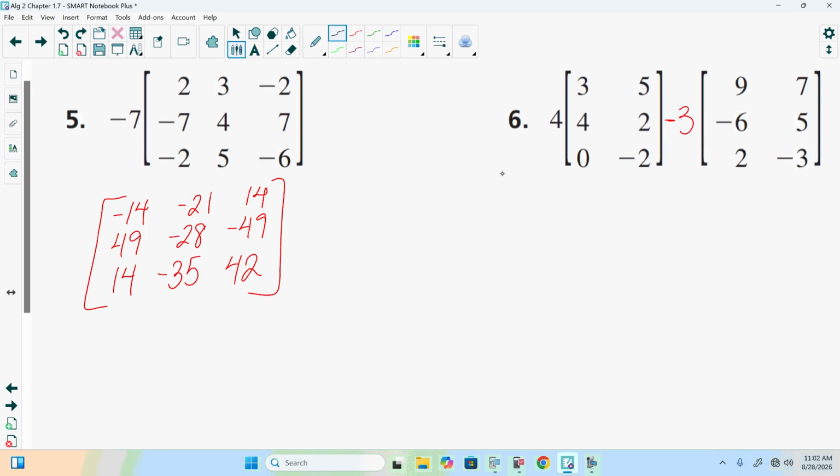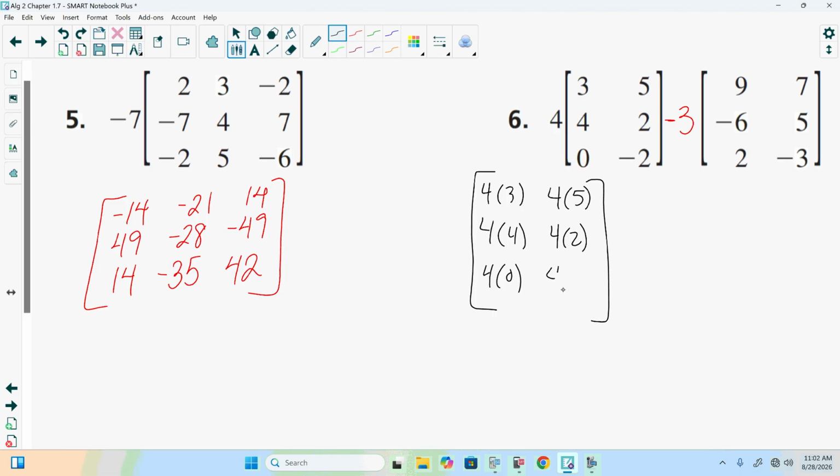Now, the first scalar kind of makes sense. I'm going to write it out this time. We have 4 times 3, 4 times 5, 4 times 4, 4 times 2, 4 times 0, and 4 times negative 2. That we're fine with. We just multiply through by the 4, we multiply by that number.